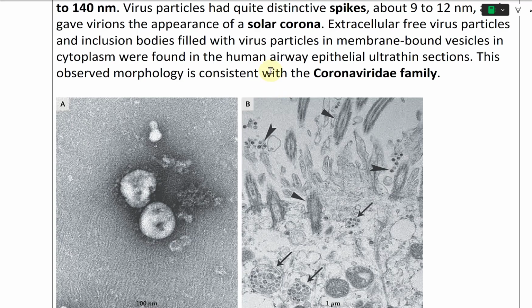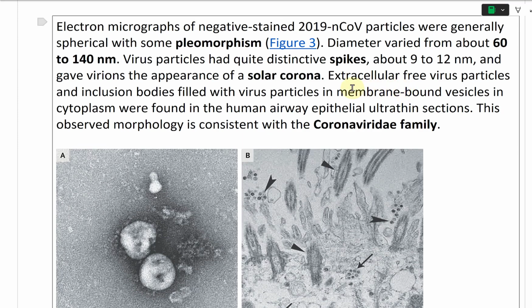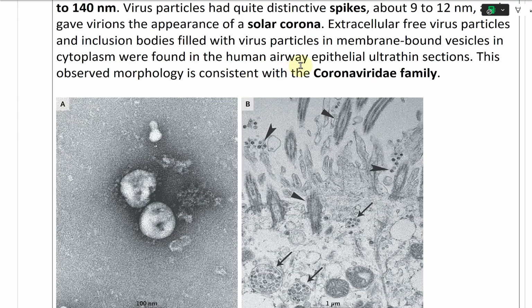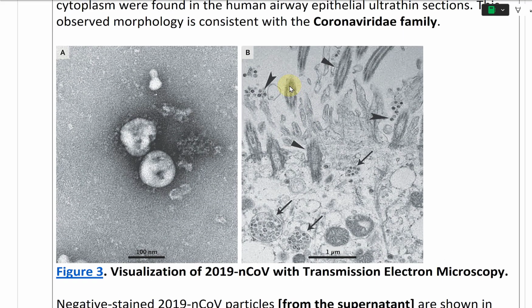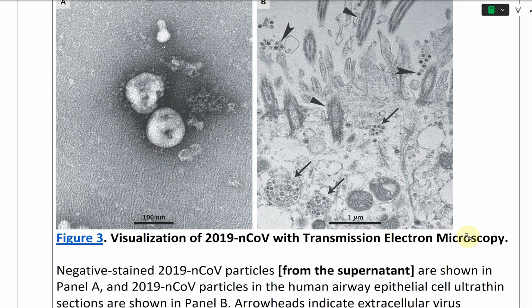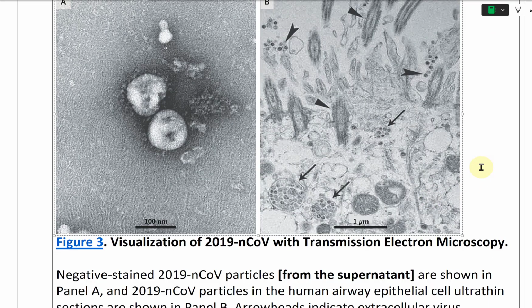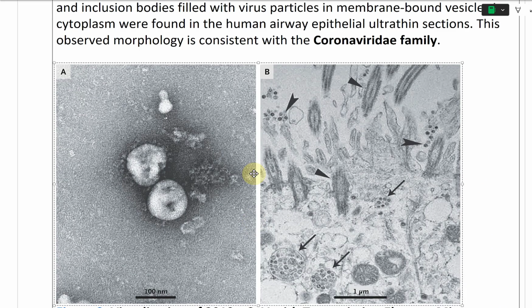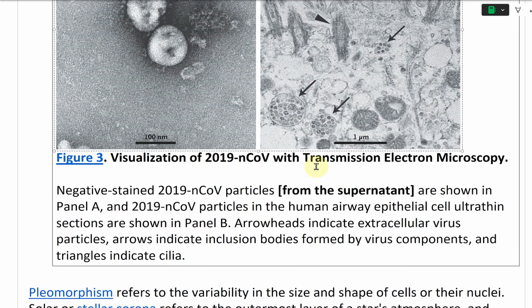All right. Extracellular free virus particles and inclusion bodies filled with virus particles and membrane-bound vesicles in cytoplasm were found in the human airway epithelial ultrathin sections. This observed morphology is consistent with the Coronaviridae family. Alright, so now we have this figure right here, and this is the main quote evidence, the physical evidence besides the sequencing that they're showing that there's a supposed virus. So, visualization of this 2019 nCoV with transmission electron microscopy.